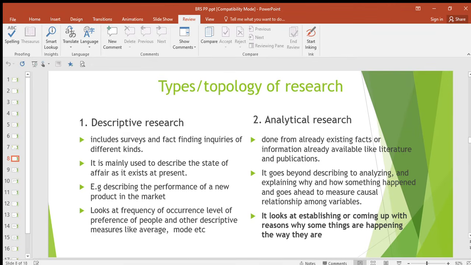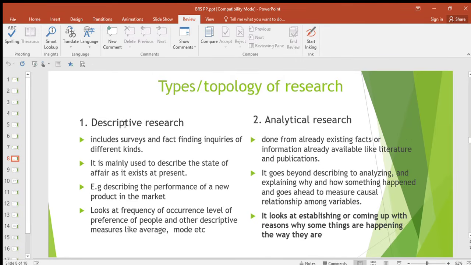In this video, we are going to be talking about the different types of research, or the typology of research. This is business research skills or research methods. We are going to look at the different types of research. Number one, we shall start with descriptive and then analytical research.